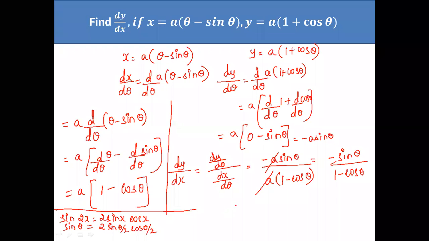So this will become minus 2 sin theta by 2 cos theta by 2 divided by, what should I do, what should be the substitution for 1 minus cos theta, students?